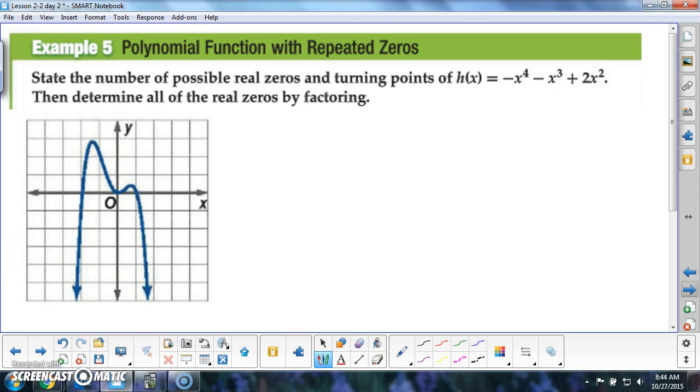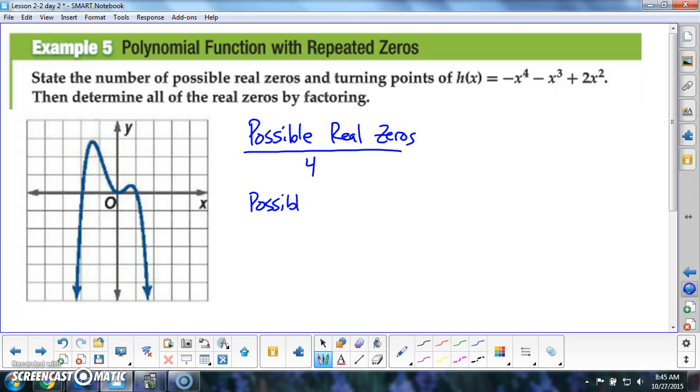Example 5 now says state the number of possible real zeros and turning points. On the last problem, we didn't have to do turning points, so they're just adding to our directions. Well, it's a fourth degree polynomial. So that means we have 4 possible real zeros, and that means we would have 1 less, 3 possible turning points. There's always 1 less than its degree.